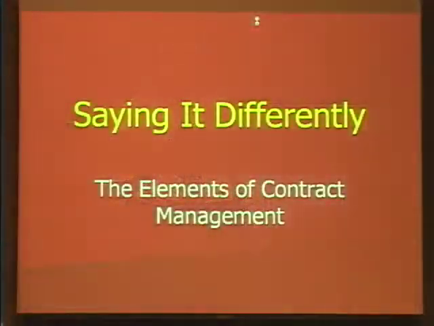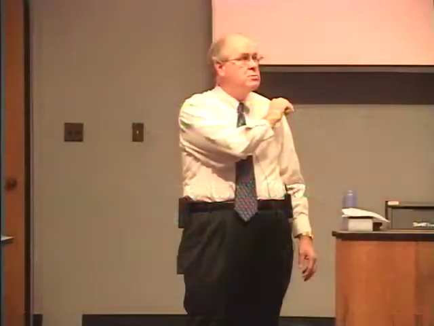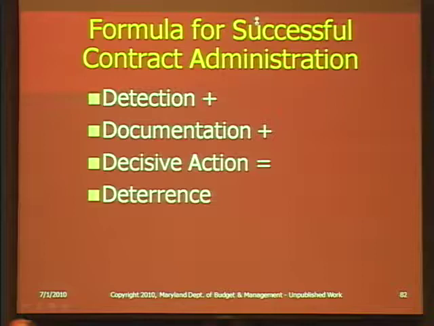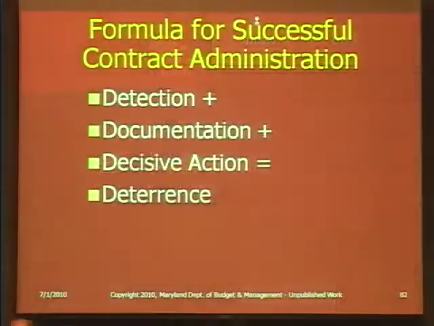All right, now we're going to say it differently. The elements of contract management. In shorthand: detection, documentation, decisive action equals deterrence. And I'm going to repeat that. Detection, documentation, decisive action equals deterrence. Now let me tell you what that means.